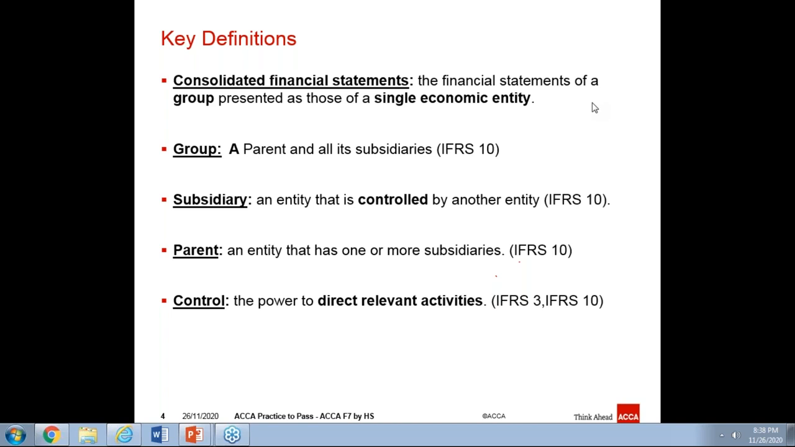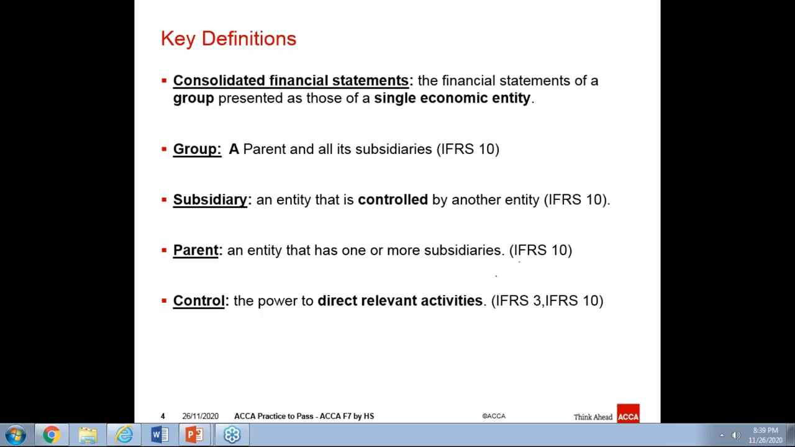Okay, a subsidiary means an entity that is controlled by another entity. So a subsidiary is a company which has been controlled by the parent company, and a parent company is an entity that controls one or more subsidiaries. And control means the power to direct the relevant activities.